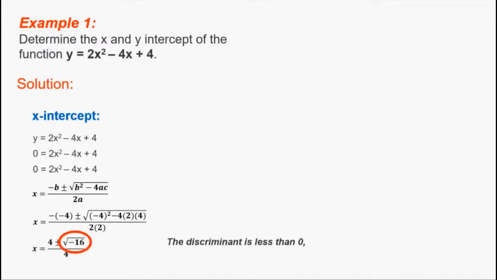Now, look at the discriminant. If this is positive or 0, pwede tayo mag-continue sa pagsusolve. But in this example, we cannot proceed further sa pagsusolve natin kasi ang ating discriminant ay negative. At ano ang ibig sabihin nun? If the discriminant is less than 0 or mas mababa pa sa 0, meaning there is no x-intercept.